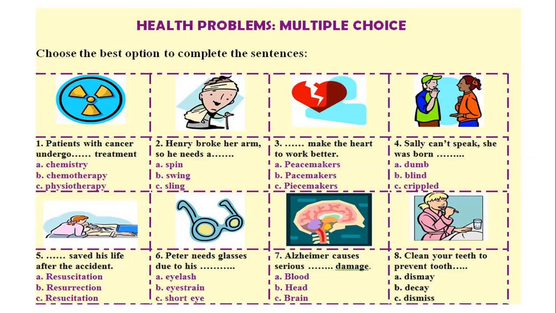Number four. Sally can speak. She was born... dumb, blind or crippled? Pero dice que she can hear. Okay. Entonces. Crippled. Sí. Ya les digo el meaning. Crippled. Porque dumb es sorda, ¿verdad?